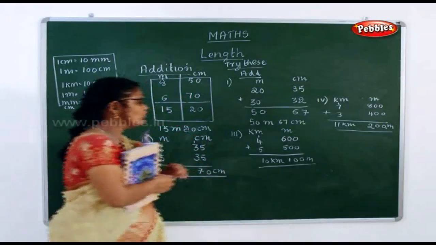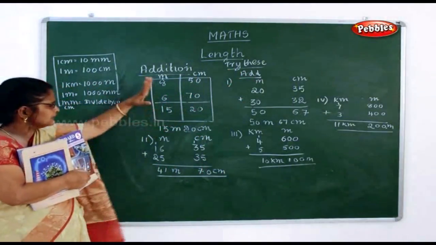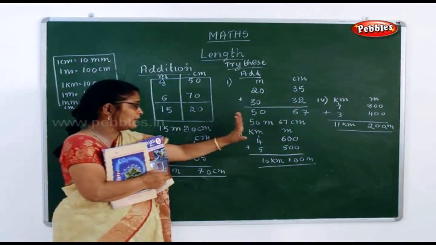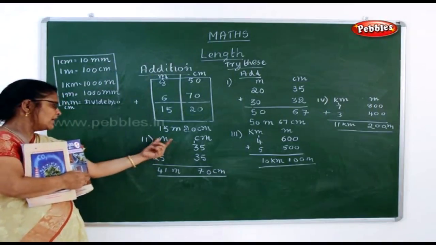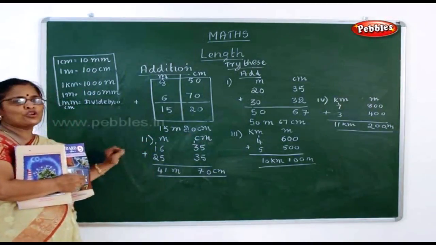So this is how you will do. Don't get confused with what I taught you, like how you will convert. Just straight away start adding it. The only thing you have to do is, when you write the answer or when you start the sum, you always write meter, centimeter and then start doing your sums.